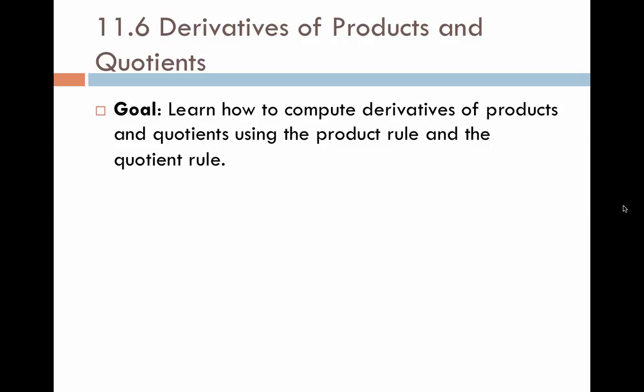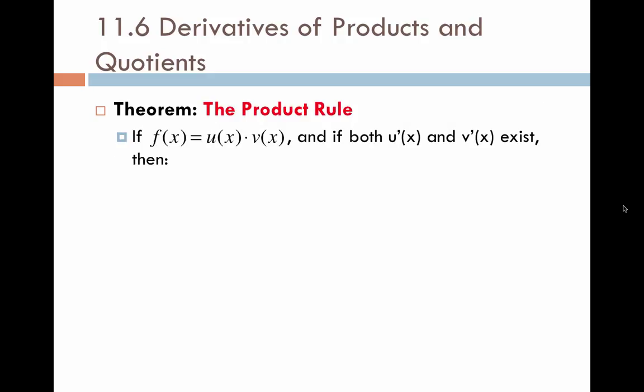11.6 Derivatives of products and quotients. Our goal for this section is to learn how to compute derivatives of products and quotients using the product rule and the quotient rule. So we're first going to look at the product rule.